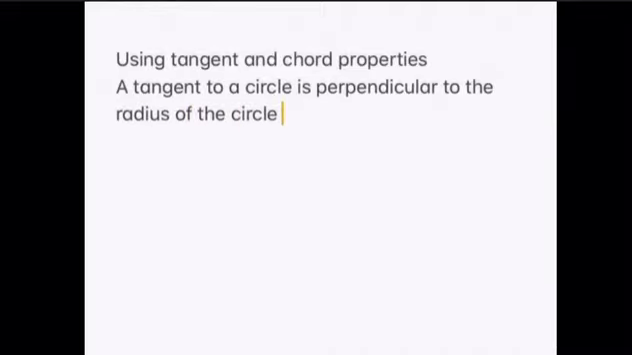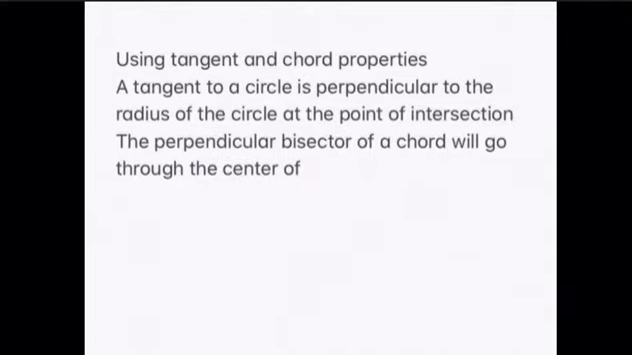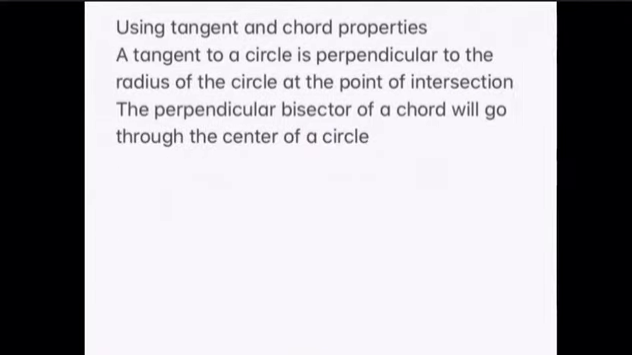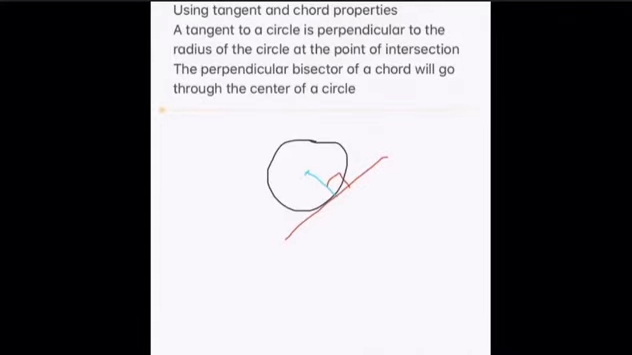And you can use the properties of tangents and chords within circles to solve geometric problems. A tangent to a circle is a straight line that intersects the circle at only one point. A tangent to a circle is perpendicular to the radius of the circle at the point of intersection. Let's look at what it means. So basically, the red line is a tangent and the blue line is a radius, and they are perpendicular to each other.